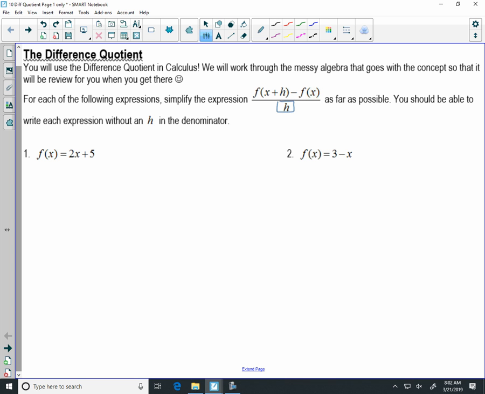If we can do that, then usually what we're doing is taking the limit as h approaches 0. So if we're doing the limit as h approaches 0, having that h in the denominator is a problem. So we're going to get rid of it. We know f of x. F of x is, in this first example, 2x plus 5. So what we're going to do is put this into that formula up there, f of x plus h minus f of x all over h.